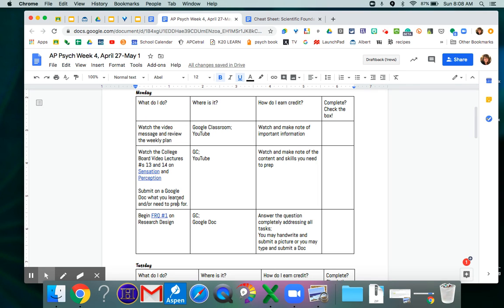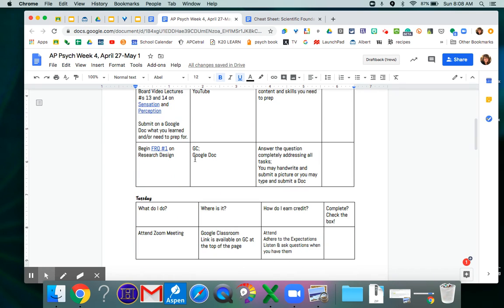Then just write a few things that you learned or you might need more preparation for on a Google Doc and turn that in. Next, begin work on your free response question.